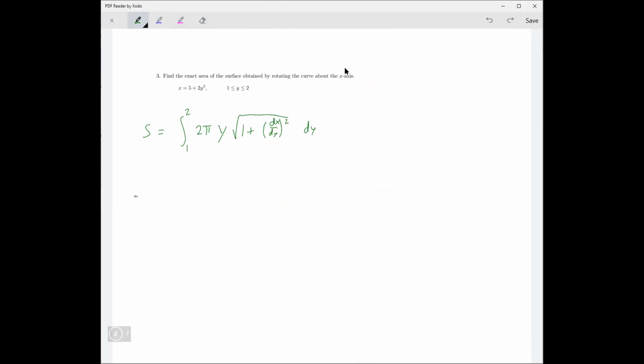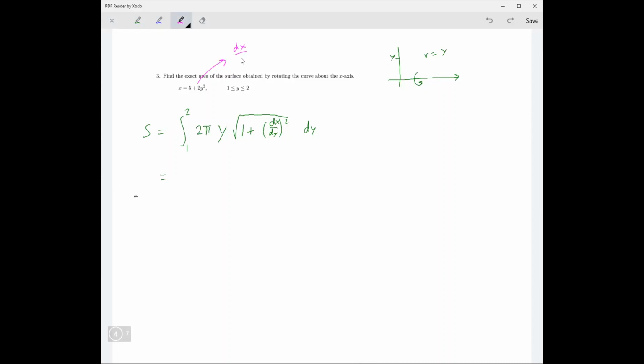Because when you rotate about the x-axis, here's the x-axis, rotating about that, your radius is always going to be y. But it's whether you just leave it as a y or whether you have y equals some function in x. Since we're integrating in y and dy, we're just going to leave that as a y because everything else is in terms of y. The only thing that changes would be this right here.